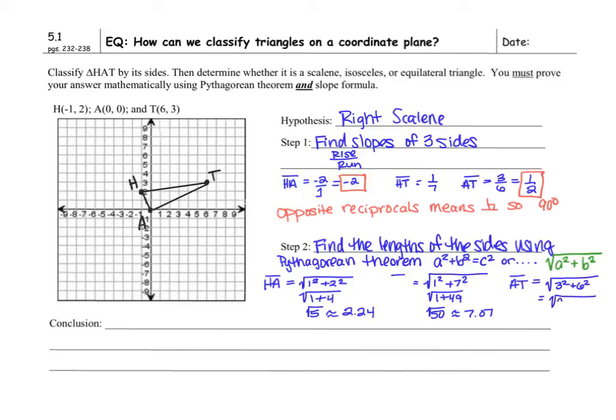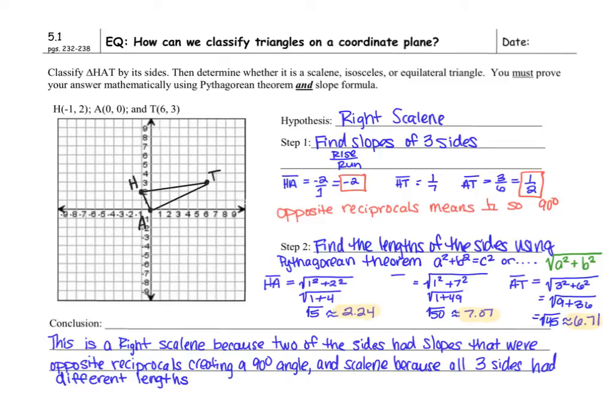So that would be 9 plus 36, and then 9 plus 36 is 45. So the square root of 45 is approximately 6.71. So now if I look at all of the lengths of each side of my triangle, notice that each length is different. So that means that this is a scalene triangle because all of these are different.